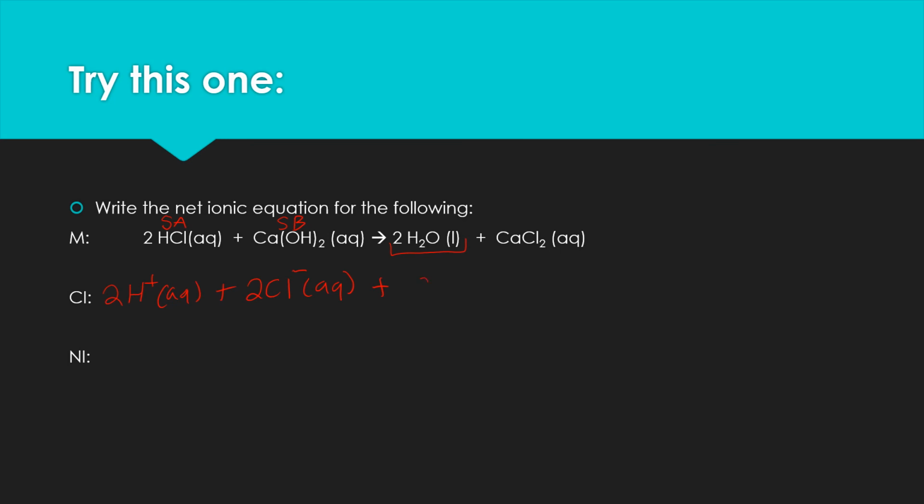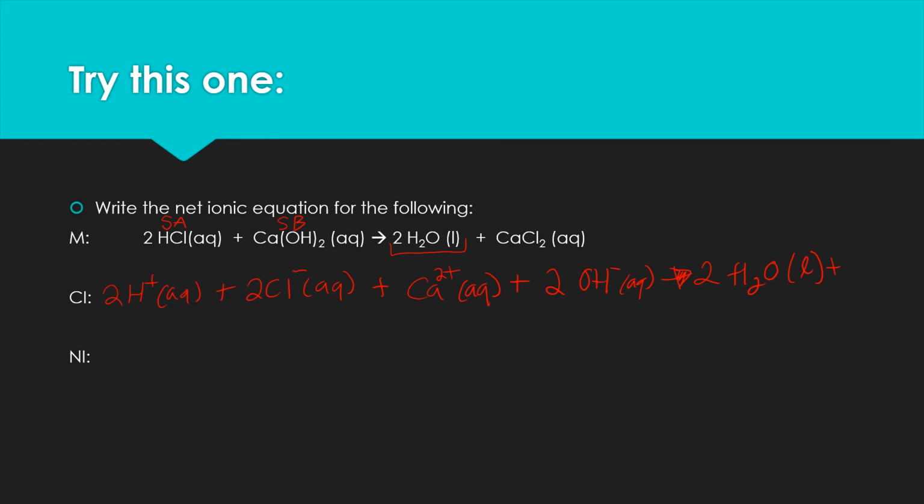Plus, we have our calcium ion. That's a 2+ charge, it's aqueous. And we have 2 hydroxide ions that are aqueous. So then we bring that 2 to the front, just like when we separated ions. Our water, oops, that's an arrow. Our water stays together, 2 water molecules because they're liquid.